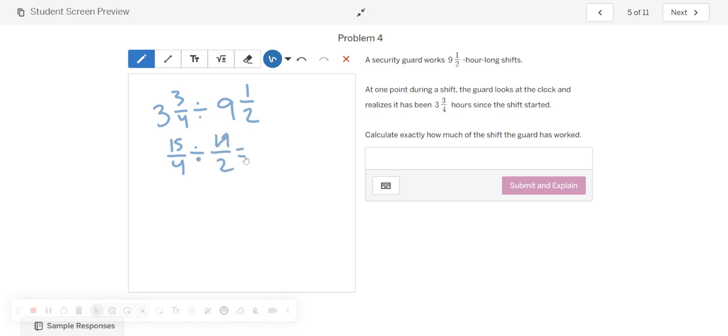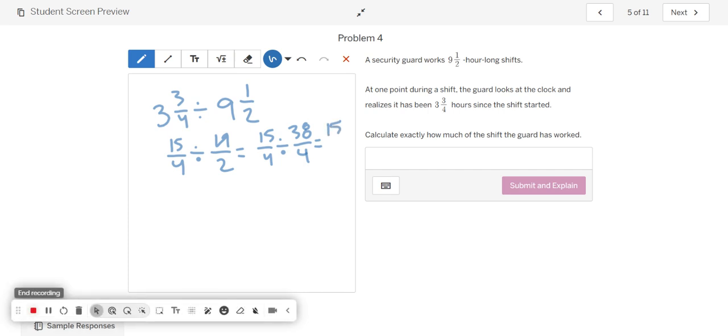I can get common denominators. I would get 15/4 divided by 38/4. You would never do this kind of problem, unless you're really bored because you have a 9.5-hour shift as a security guard. But 15 over 38, that is not pretty.